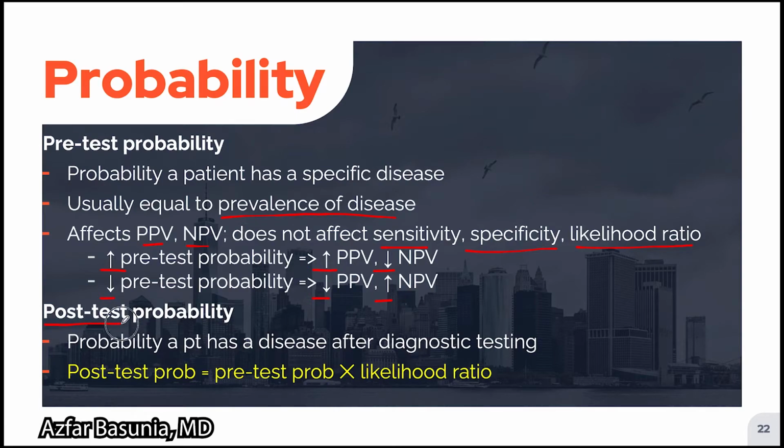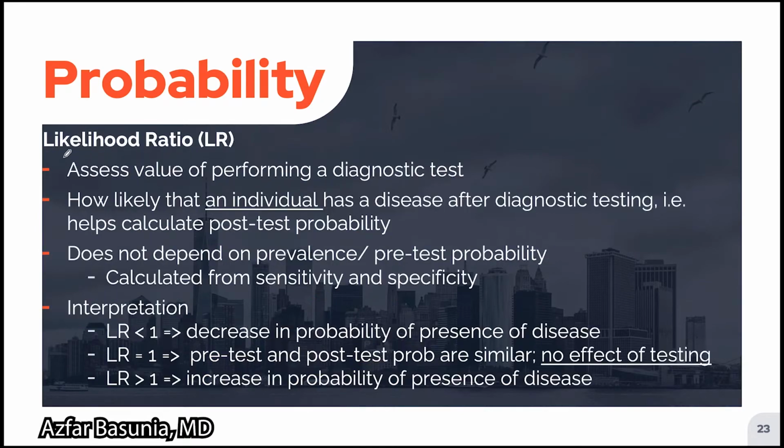Conversely, when the pretest probability goes down, the positive predictive value goes down and the negative predictive value goes up. The post-test probability, as the name suggests, is a probability that a patient has a disease after diagnostic testing. The post-test probability is calculated by taking the pre-test probability or the prevalence and multiplying it by the likelihood ratio. We will discuss the likelihood ratio in the next slide. The likelihood ratio assesses the value of performing a diagnostic test. It asks the question how likely that an individual has a disease after diagnostic testing. That is, it helps us to calculate the post-test probability.